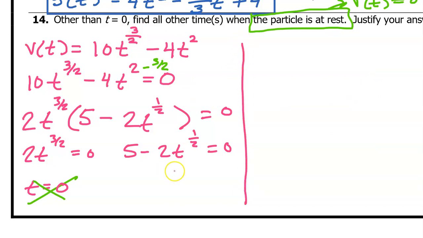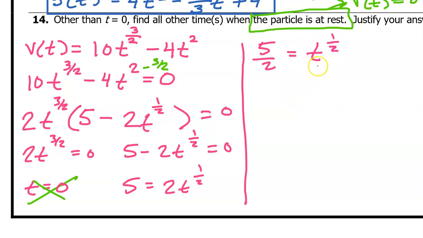Okay, so now I have 5 equals 2t to the 1/2 power. I just added this to both sides. Dividing both sides by 2, I'm going to have 5/2 equals t to the 1/2 power. Now I just need to get t by itself. How will I do that? Well, let's square both sides of the equation. On the left, that's going to give me 25/4.